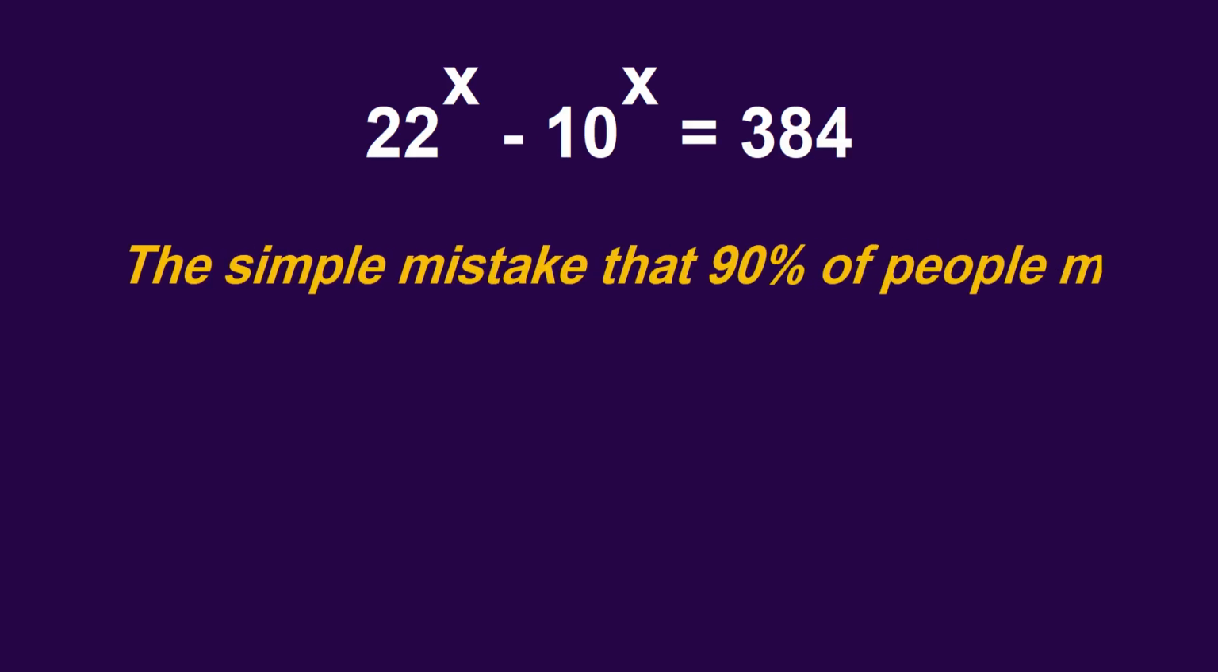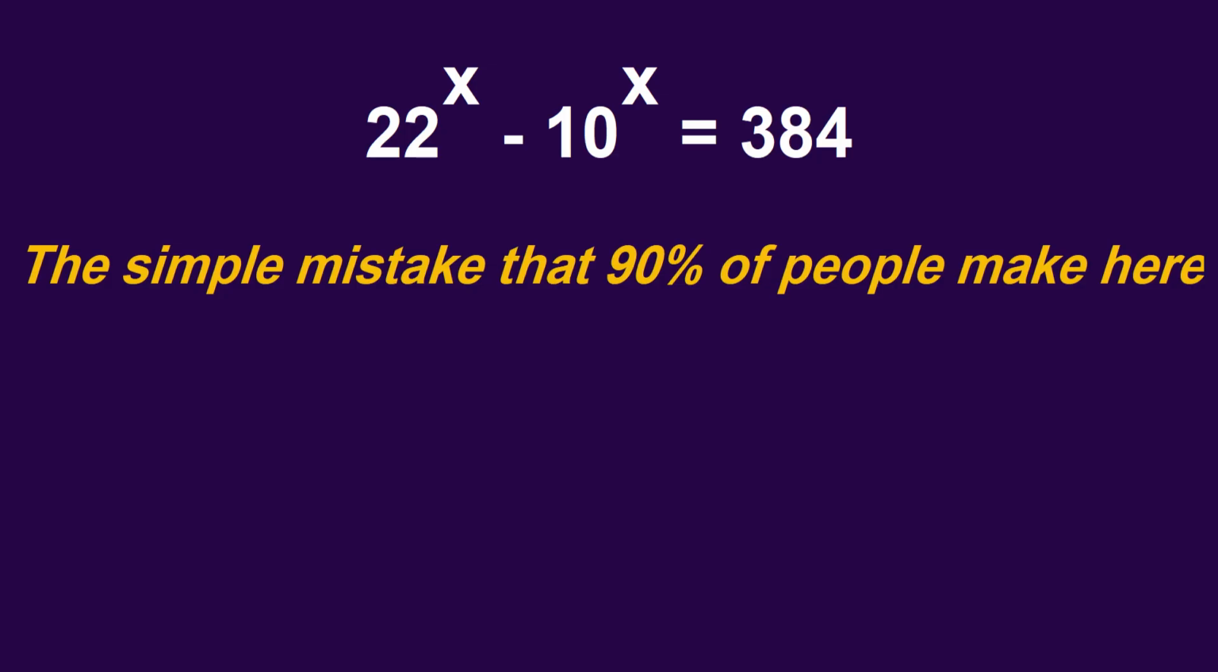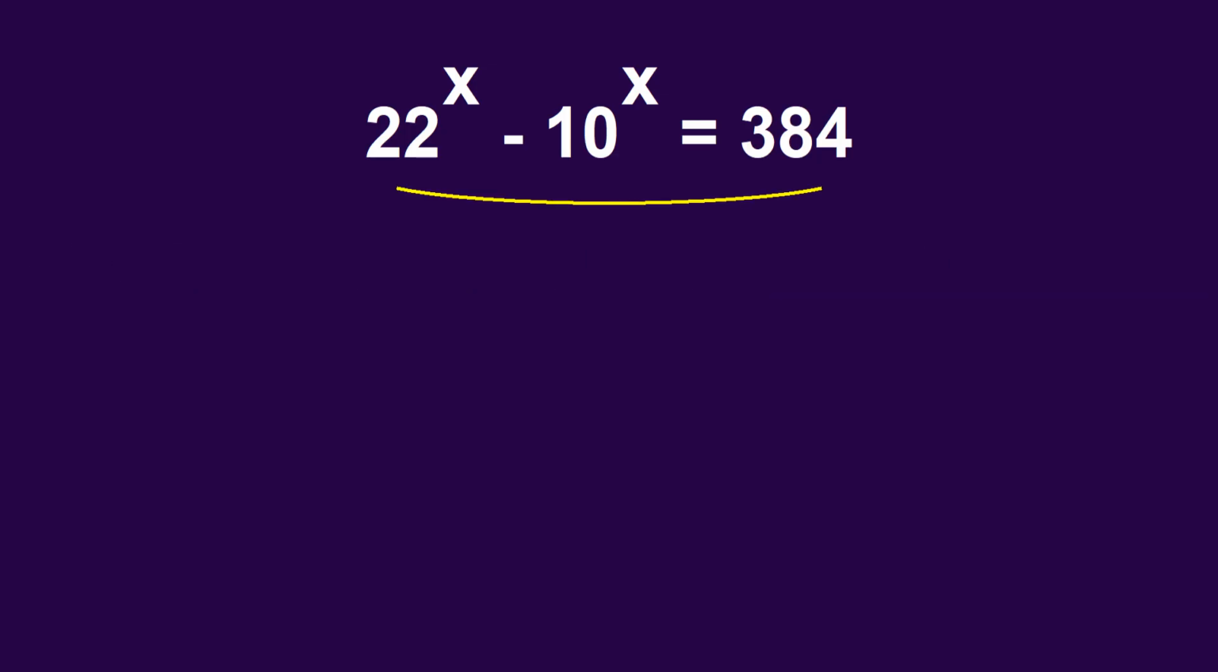In this moment here, we have this problem: 22 to the power x minus 10 to the power x equals 384, and we want to get the value of x. The problem might look difficult, but it becomes easier if you break down the number 384 into two numbers such as 32 times 12.